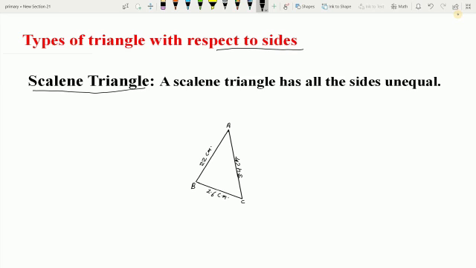Scalene Triangle. A scalene triangle has all the sides unequal. Students, as you can see in the given picture, triangle ABC is a scalene triangle because इसकी सारी sides जो है वो different हैं. जैसे कि side AB is equal to 2.2 centimeter and side BC is equal to 2.6 centimeter and AC is equal to 3.4 centimeter. So इसके all sides क्या हैं? Different हैं. So we can say this is scalene triangle.